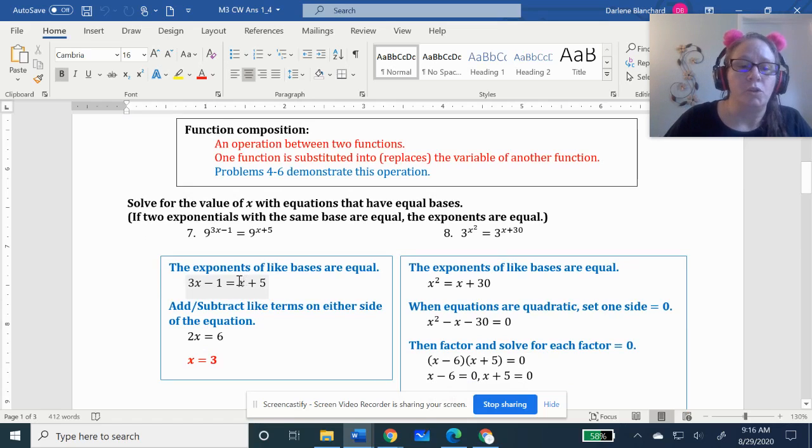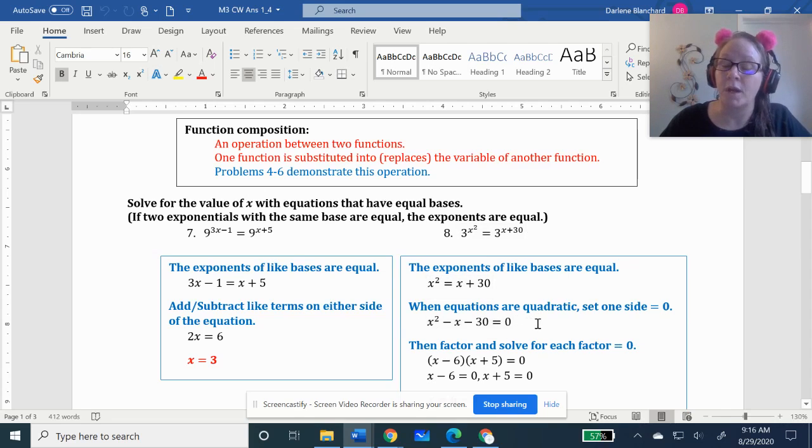And then you need to bring the x's into one side of the equation. I did it by subtracting 1x to both sides, and then I added 1 to both sides to get equals 6. Divide by 2. In number 8, the bases are both exactly the same, so I set the exponents equal. So the exponent x squared must equal the exponent x plus 30.